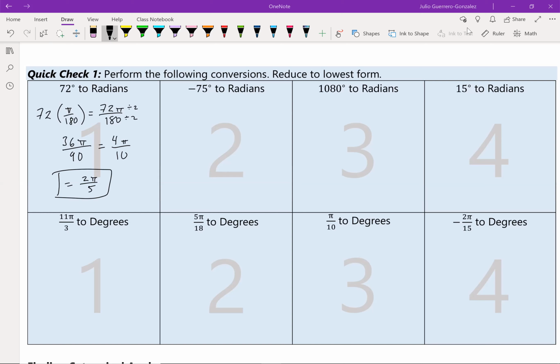Six pi over 15. Which one did you get for that one? Which one was that one? Somebody said divided by 3. Oh, no. Yeah. Miguel, you could have reduced it one more time.